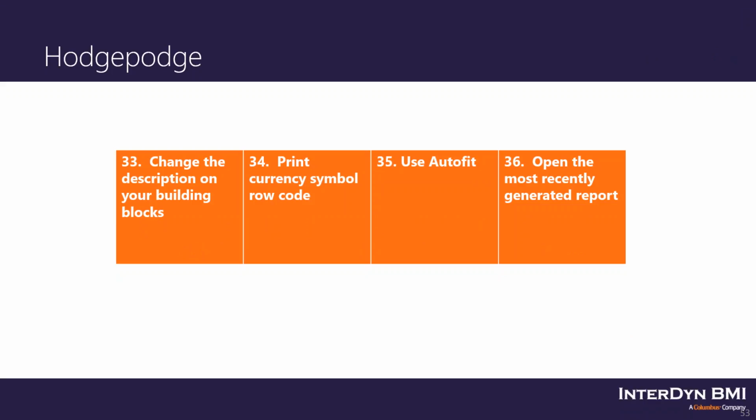All right, we're on a roll here. We got a couple more. Hodgepodge: changing the description on your building blocks. This was one I struggled with at first when we first went over. I'm like, how do I change my descriptions to get those to display correctly in my reports? How to print currency symbols, using AutoFit, and this last one, a lot of people don't realize that you can do this, and this can save a lot of time: being able to open the most recently generated report.